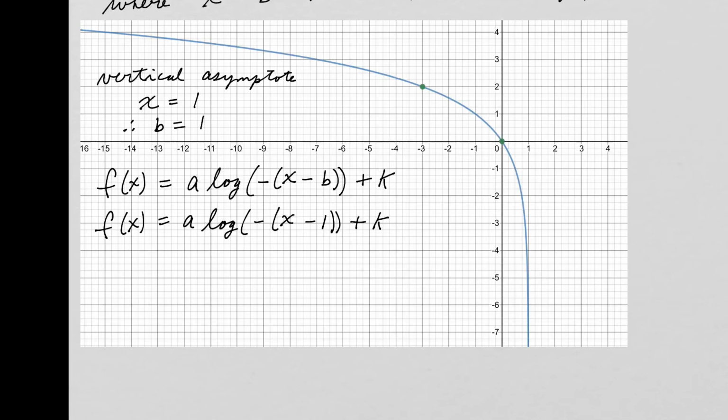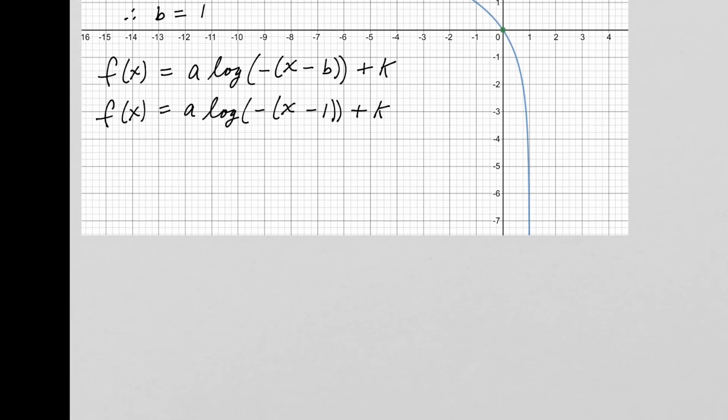Okay, so I'm going to use those 2 points to find a and k. So let's do that. So I'll use the point 0, 0 and the point negative 3, 2 to find a and k. And once I have a and k, I'm done, right? I have my entire function. Okay, so let's start with the 0, 0.